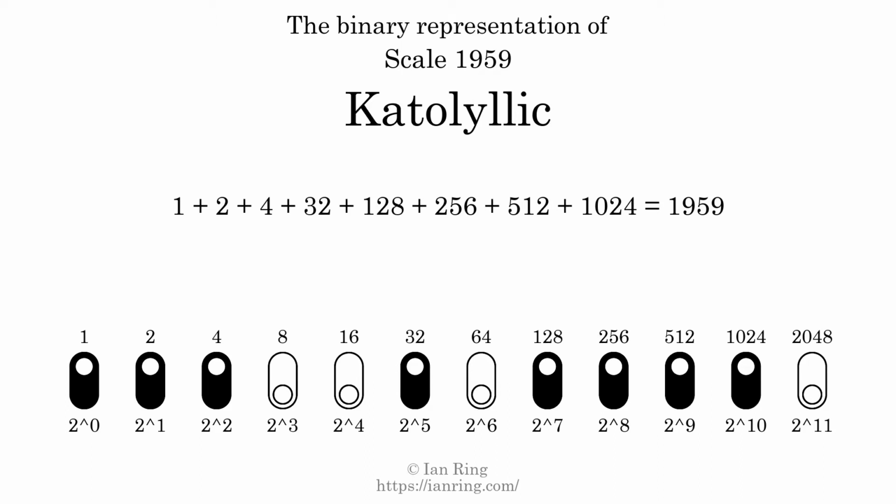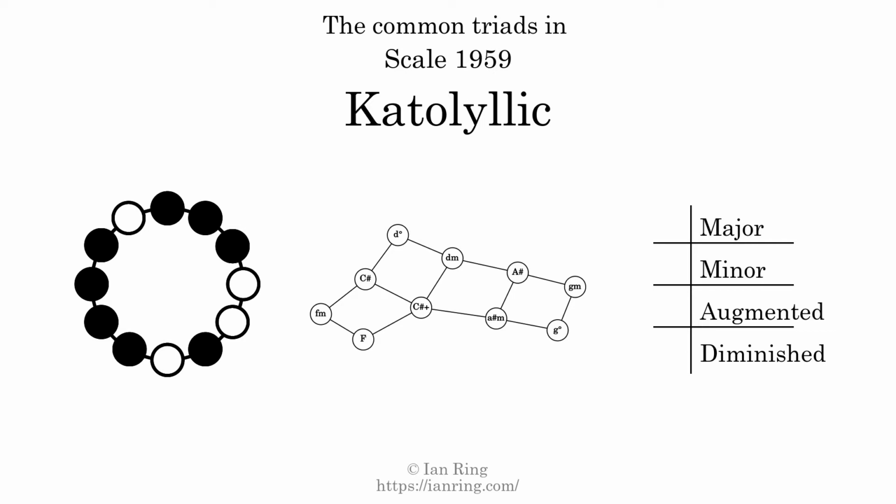1959. The scale number not only enumerates the scale with a unique index, but it also literally describes the tonal content of the scale. Represented as a binary number in base 2, the scale number is 0111101001111. Here are the common triads present in this scale.